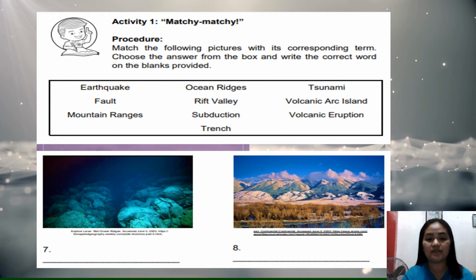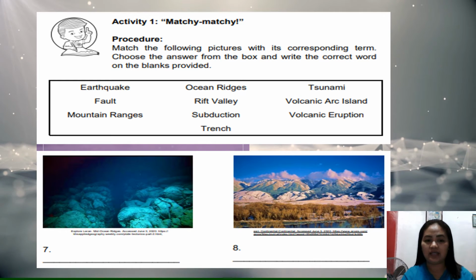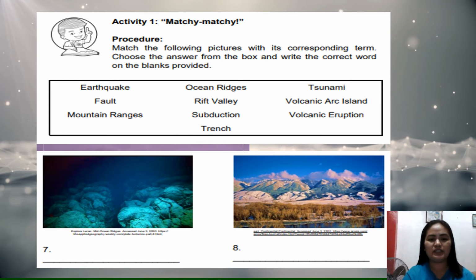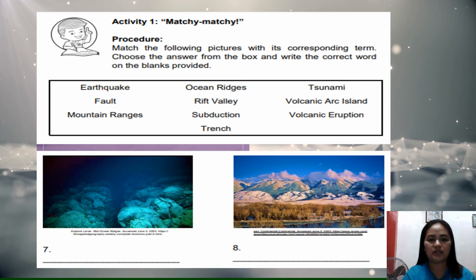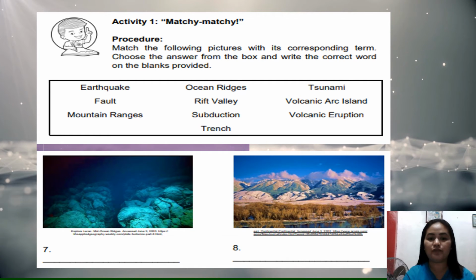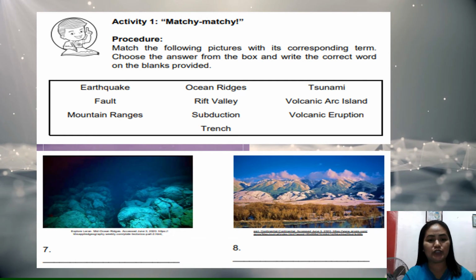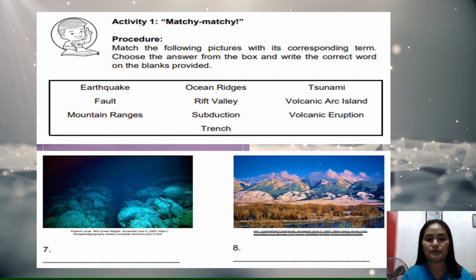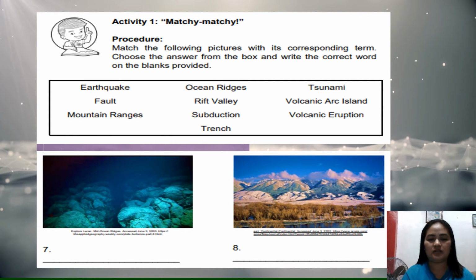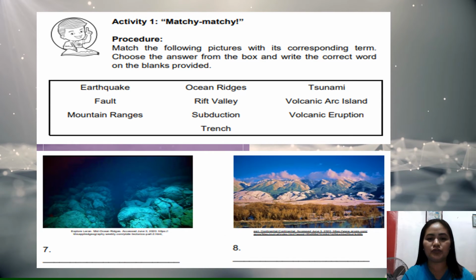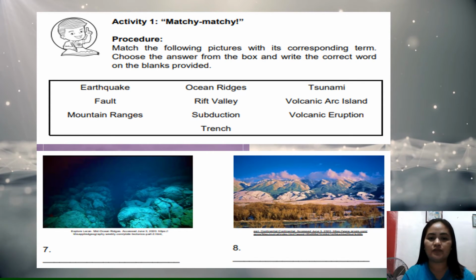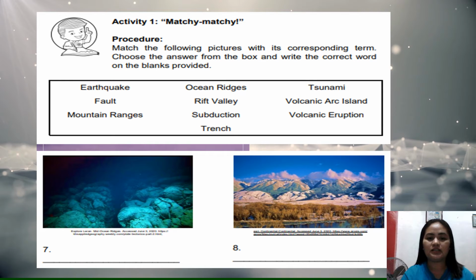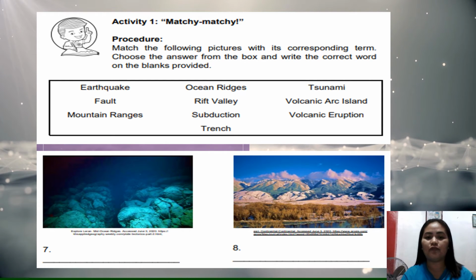Pictures number 7 and number 8. In number 7, this is under the ocean. There is a divergence happening under the ocean. And what is formed? Okay, so this is the counterpart of the divergence in the land which formed Rift Valley.